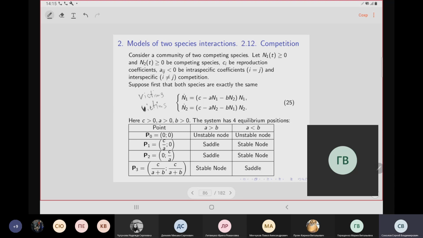Let us consider first the situation when all the coefficients C, A, and B are the same for both populations. So far, the populations are absolutely identical. Now let's consider that they are different, but all their interaction is identical. It's an interesting question. What will happen in this model? So which of these species will survive and which will not survive?